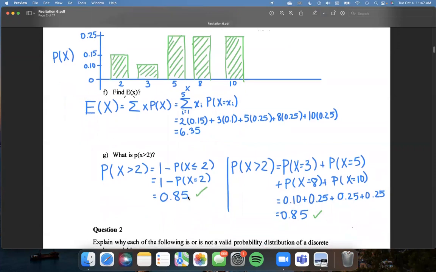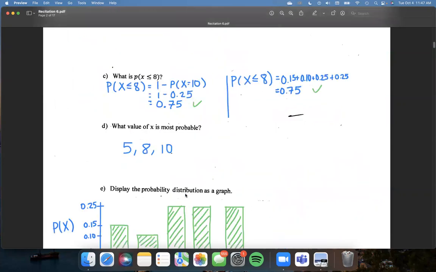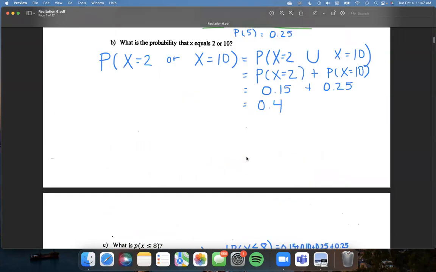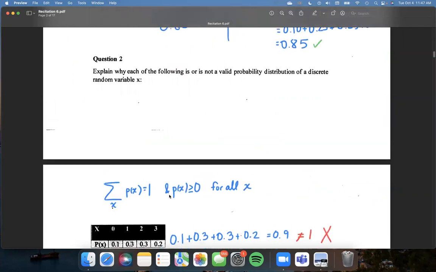All right, so question 2. Explain why each of the following is or is not a valid probability distribution of a discrete random variable x. So remember to keep in mind, what does a valid probability distribution satisfy? When you add up all the probabilities over x, you'll get 1, and each probability is greater than or equal to 0. So we're going to hold on to that when we're solving question 2. I wrote those two properties here.